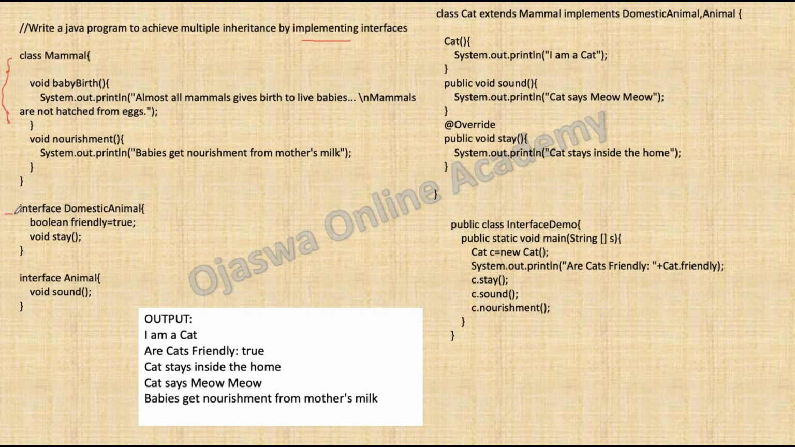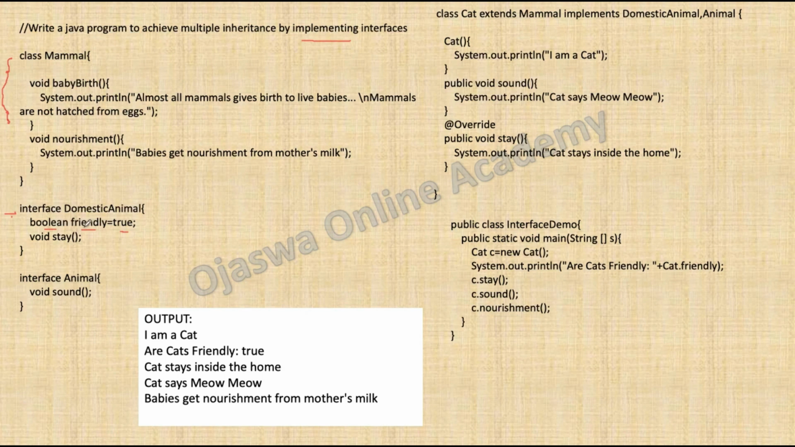Then we have interface DomesticAnimal. Interface DomesticAnimal has boolean variable friendly and the value assigned to boolean variable friendly is true. So variables of data type boolean can have only two values, true or false. This is a keyword. You have to write all letters in small case. Interface variables are public, static and final.